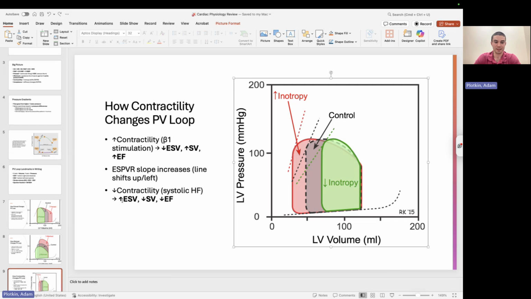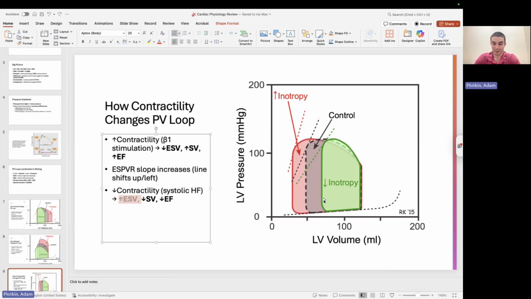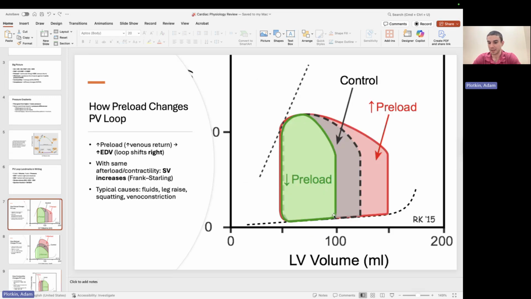So as the contractility decreases, the end systolic volume increases, boom. The stroke volume decreases from here to here. And the ejection fraction, stroke volume divided by end diastolic volume, goes into the gutter. Okay. I didn't show you compliance here, but compliance is essentially this guy in green.